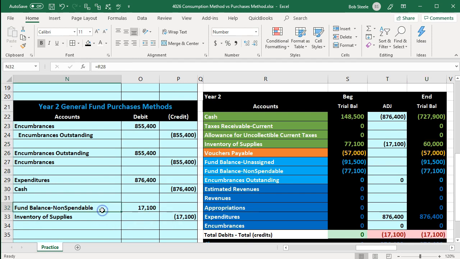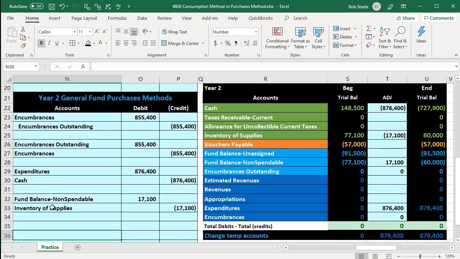And then the non-spendable fund balance in T28 equals the 17,100. So there we have that. So we've adjusted this. Now these, of course, match out. Now we're simply going to close out the expenditures, and we're going to close it out to the unassigned portion, and then we'll have the post-closing trial balance, assets minus liabilities equaling the net assets, and have them assigned between the two categories.